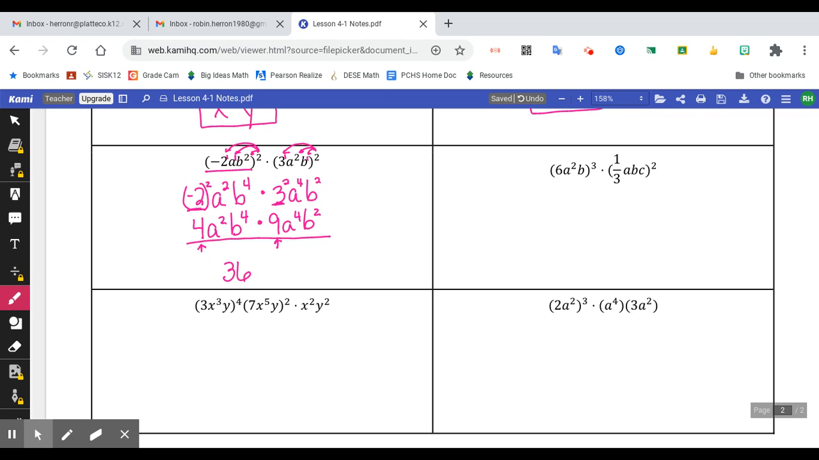And then I'm going to add the like terms, variables, right? Or exponents. So a squared is 2. A to the fourth over here would be 4, so this would be A to the sixth. B has 4 and 2 as well, so this would be B to the sixth. We can't put any of these together, and there's no more solving or simplifying. So then there's my answer.